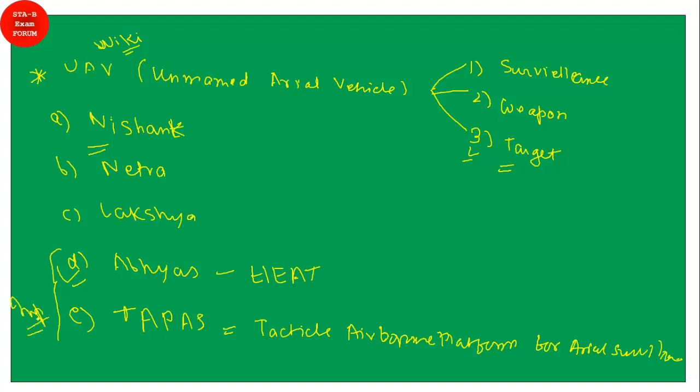One thing is that there is one more UAV that is called Rustam. Basically this Abhyas is an upgraded version of the Rustam UAV. This is called Rustam 2 as well.